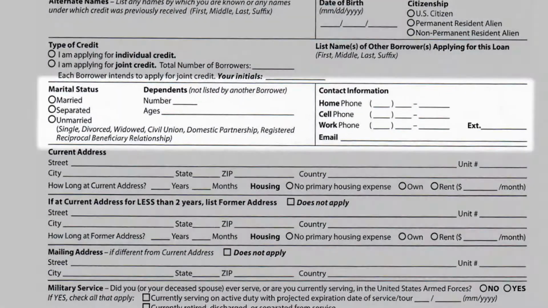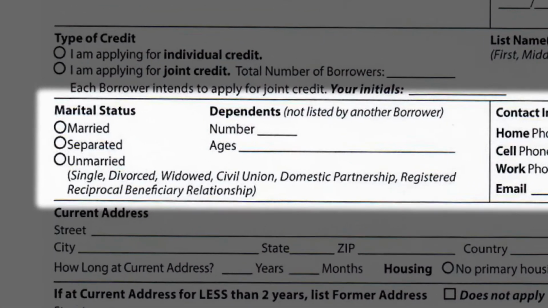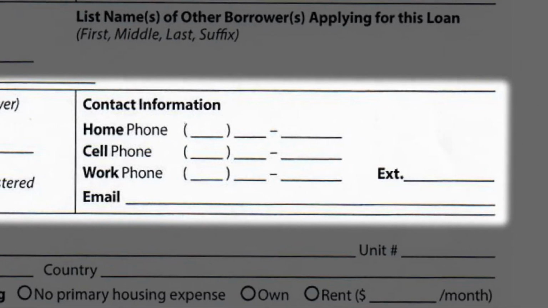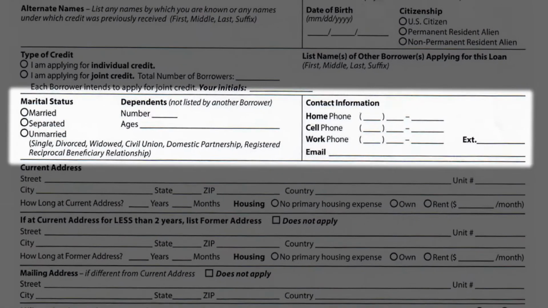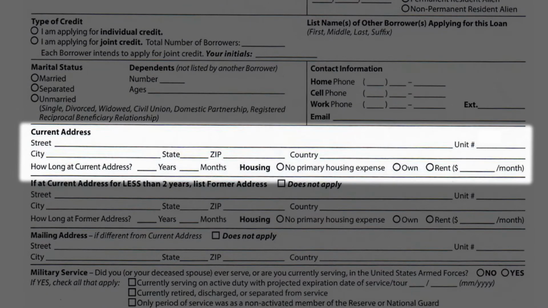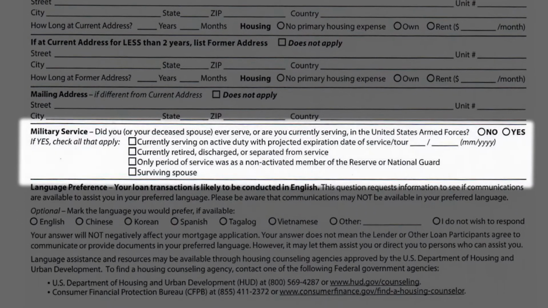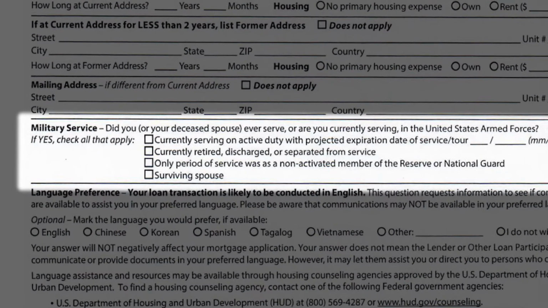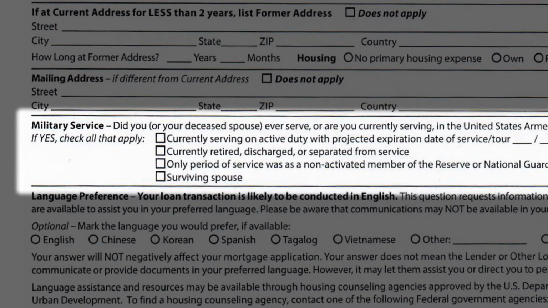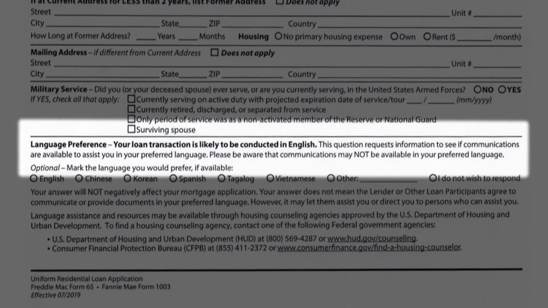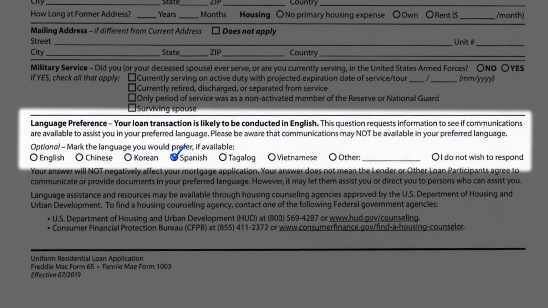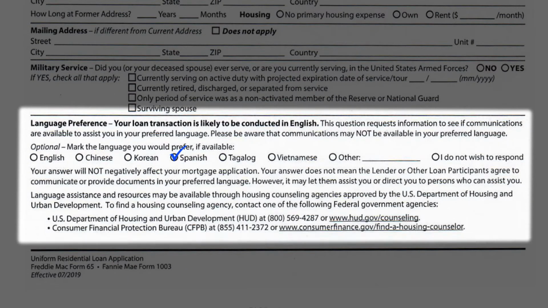The marital status, number of dependents, and contact information of the borrower are called for next. This is followed by the borrower's address and a question of whether they or their spouse have an affiliation with the U.S. Armed Forces. The bottom of Section 1 asks the borrower to indicate their language preference to determine if communications are available in the preferred language.